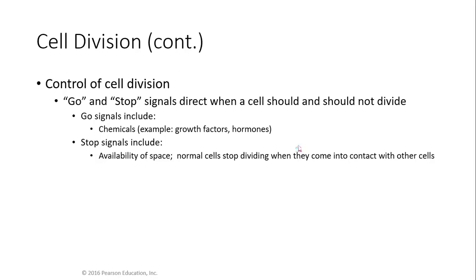And again, the code is determined by the specific order of the nitrogen bases that we already talked about: adenine, guanine, thymine, and cytosine. They're read in triplets, three bases at a time, like GGC. That's a triplet, and it codes for the amino acid proline. GCC, another triplet, codes for the amino acid arginine. So each triplet specifically codes for a particular amino acid.